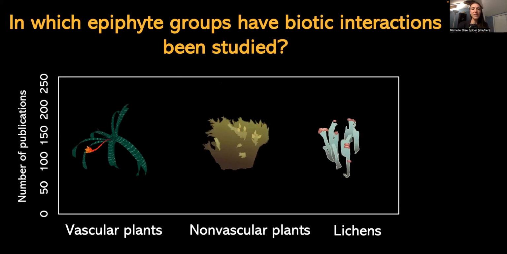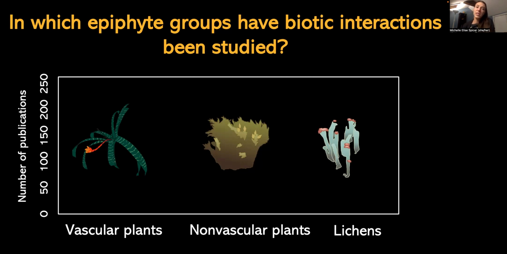So first, getting at the first question, which are the epiphyte groups that we're looking at? What do we know about them? I'm going to be showing you several figures that look like this, and I'm going to use these same icons throughout. So vascular plants, that's that bromeliad you're going to see, non-vascular, those mosses, and then that lichen. These are going to indicate what groups I'm talking about.